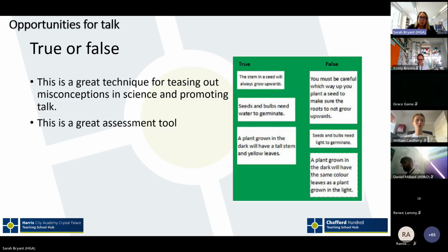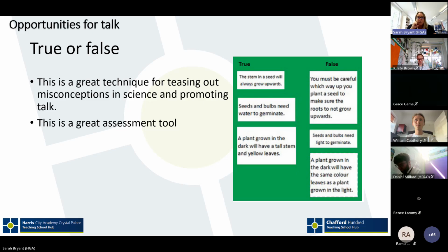Opportunities for talk for true or false. This is a great technique, and again, this is a type of thing that you can extend and change. So in the young years, Key Stage 1, you might have a tick and a cross, and you might have text chopped up, and then they can put them in true or false, tick and cross.